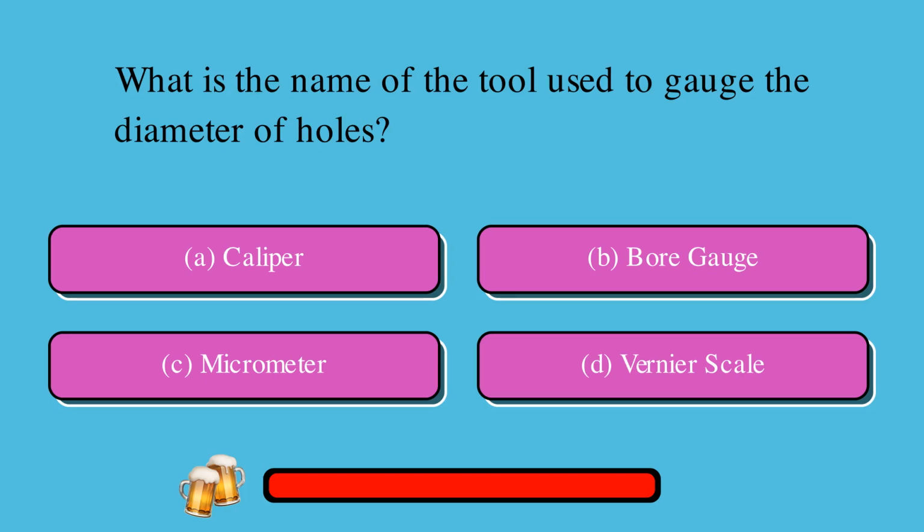What is the name of the tool used to gauge the diameter of holes? A. Caliper, or B. Bore gauge, or C. Micrometer, or D. Vernier scale? The correct answer is A. Caliper.